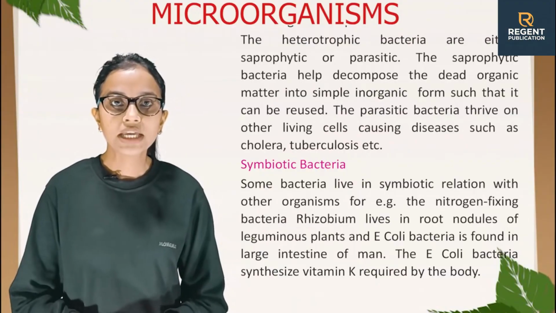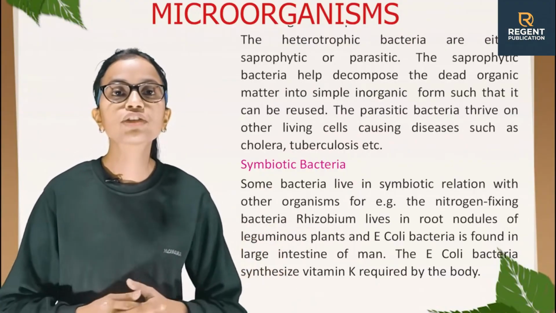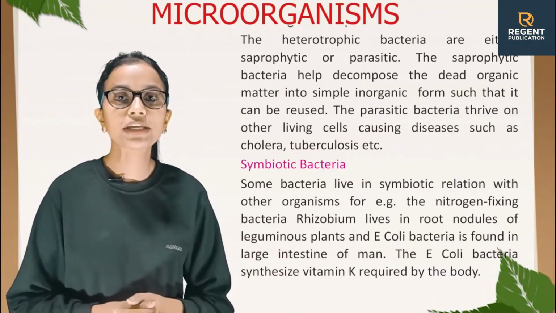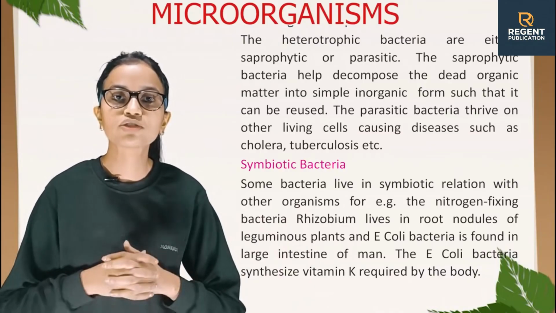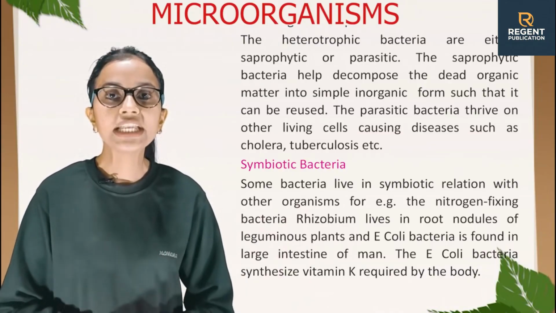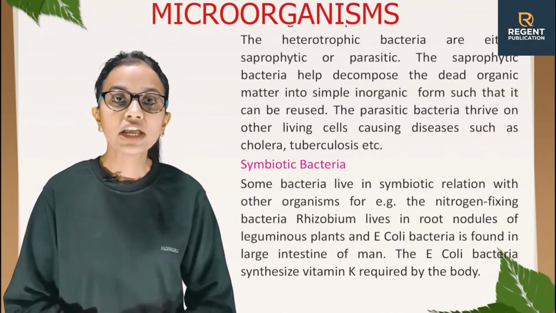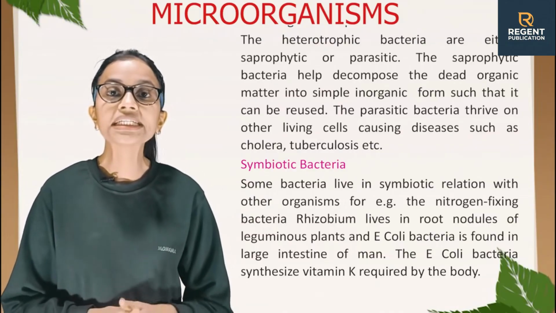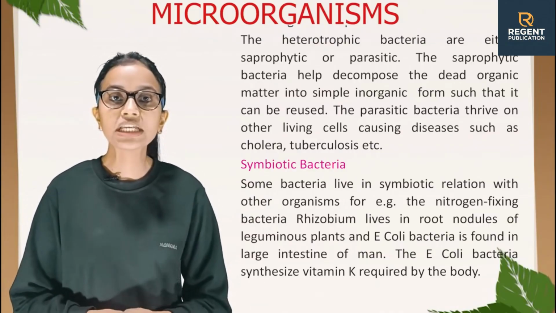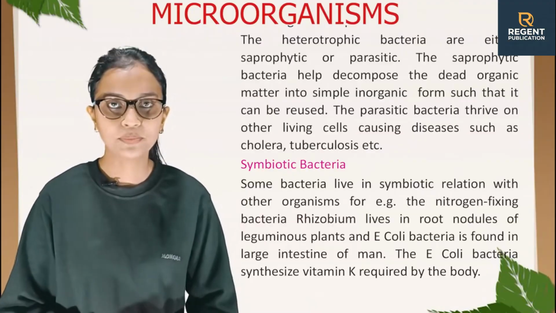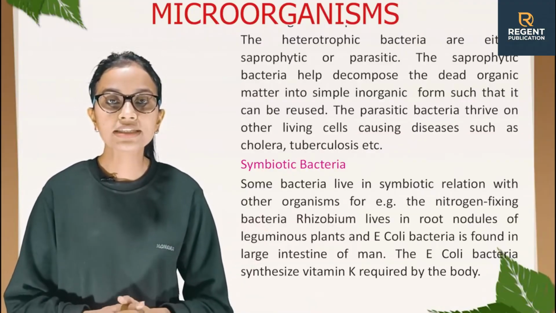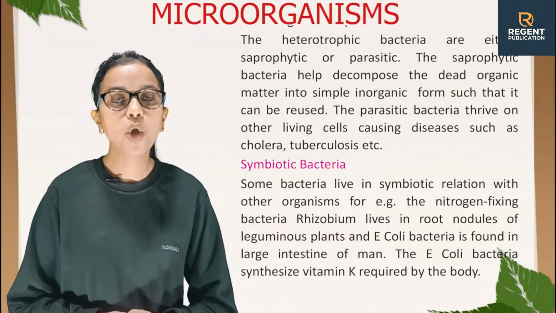Symbiotic bacteria. Some bacteria live in symbiotic relation with other organisms. For example, the nitrogen-fixing bacteria Rhizobium lives in root nodules of leguminous plants, and E. coli bacteria is found in large intestines of man. E. coli bacteria synthesize vitamin K required by the body.